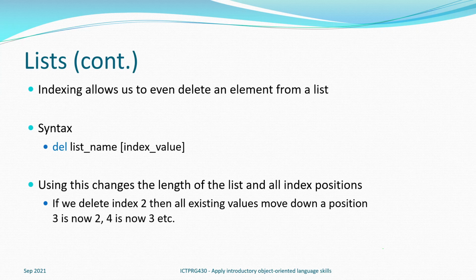So to delete an index out of the list, we use del. Specify the list name and the index position, and it will remove that index. Now, that will force the recalculation of the indexes for that list. We've just removed one of the values, so we've shortened the length of the list.